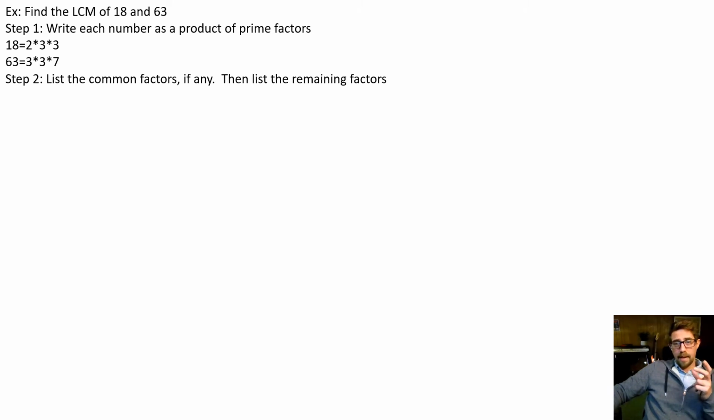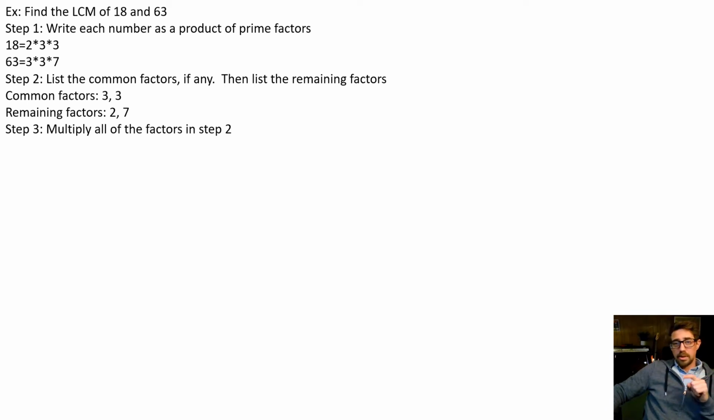So list that, and then list whatever you didn't list in that. So we also have a 2 and a 7 in there. Right, so literally just make a list, like a comma separated list. So 3 and 3, and then whatever's left over, whatever wasn't a common factor, which is a 2 and a 7. And here's step 3.